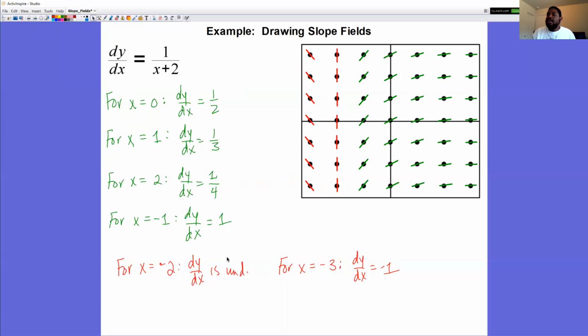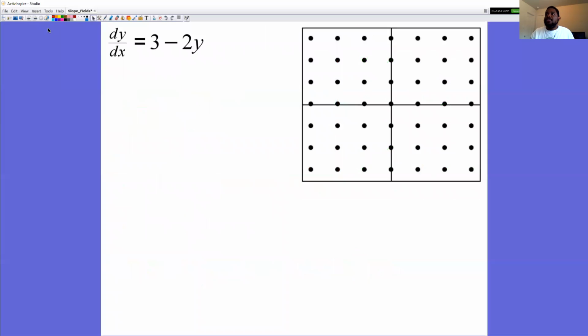Anytime you substitute a point in here and you get a 0 for your denominator, then you draw a vertical line. If you get a 0 for both the numerator and denominator, you don't draw anything because that's an indeterminate form, so we can't get any information from that. Okay, so that's the slope field for the first example. Here's a slope field for the second example. When we do this, we'll have some of these slopes here. Here's some slopes, and you can compute more slopes if you need them.